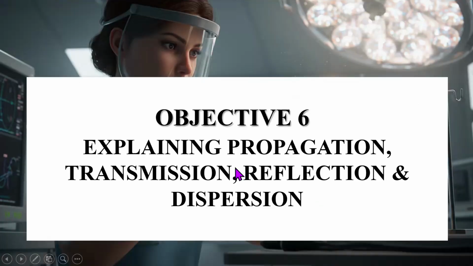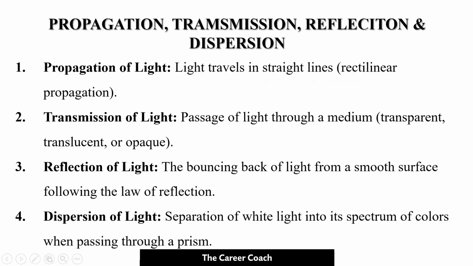Objective number 6: explaining propagation, transmission, reflection, and dispersion. These are the factors we need to explain next in objective 6: propagation, transmission, reflection, and dispersion. What is propagation of light? In propagation of light, light travels in a straight line. This is called rectilinear propagation.